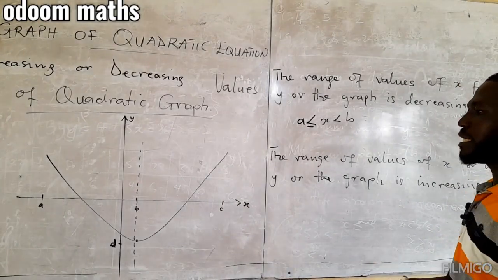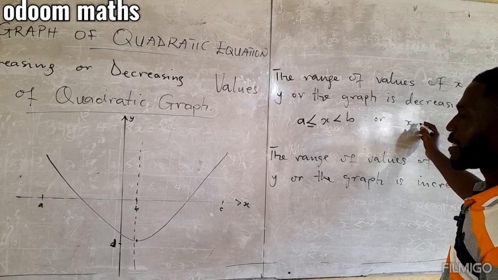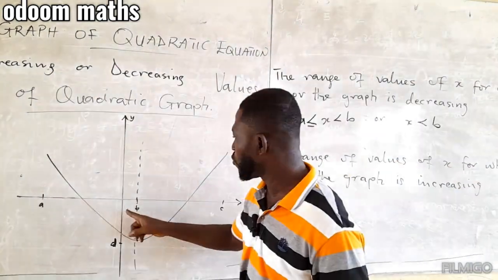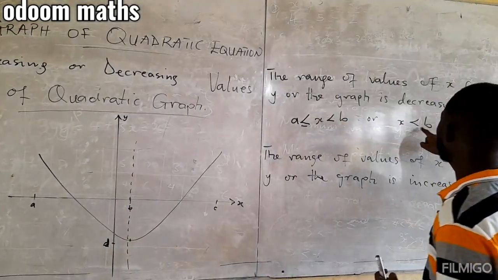Or we can also say x is less than b, because those from a to b, those values here are all less than b. So we can say x is less than b.